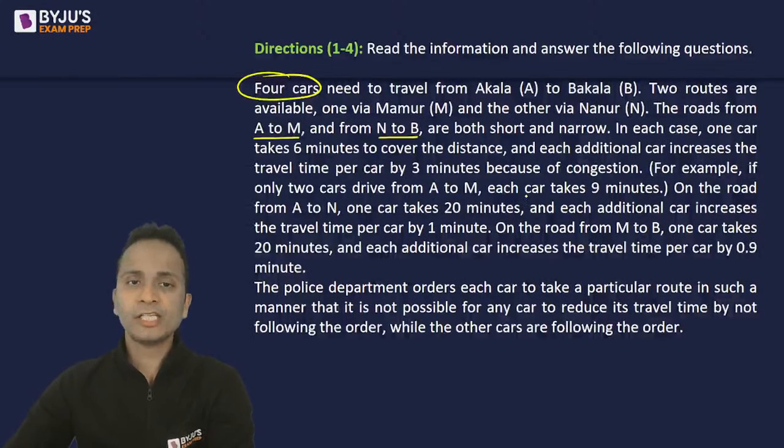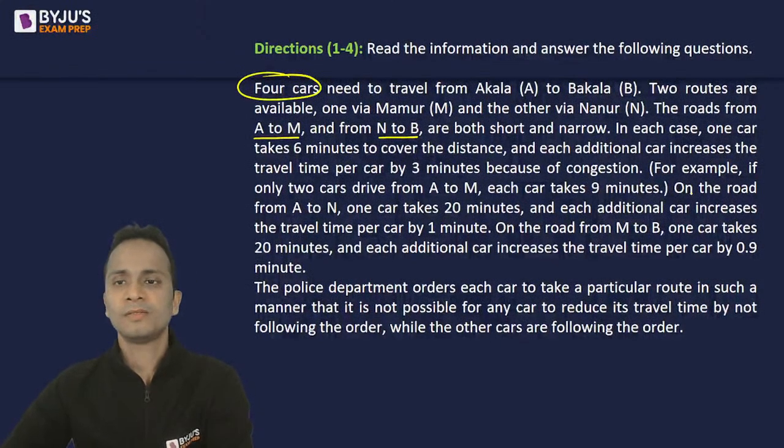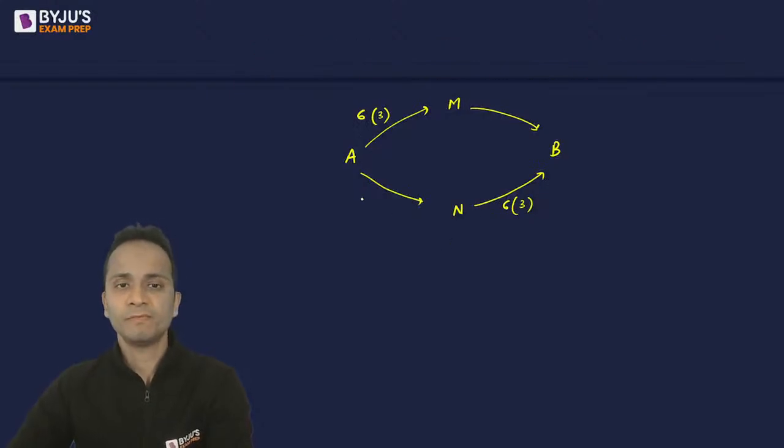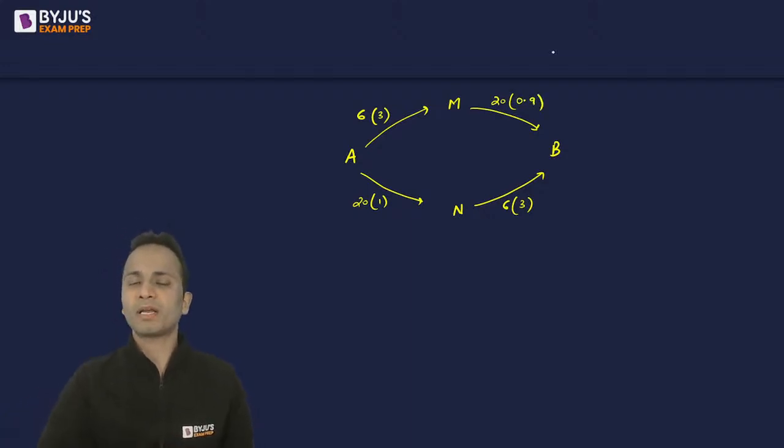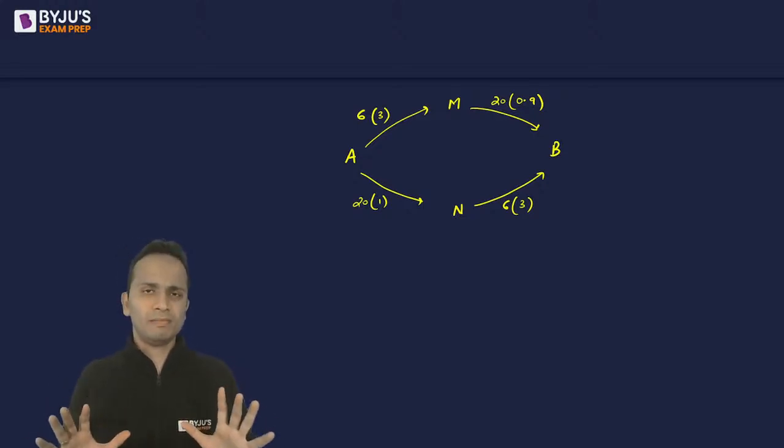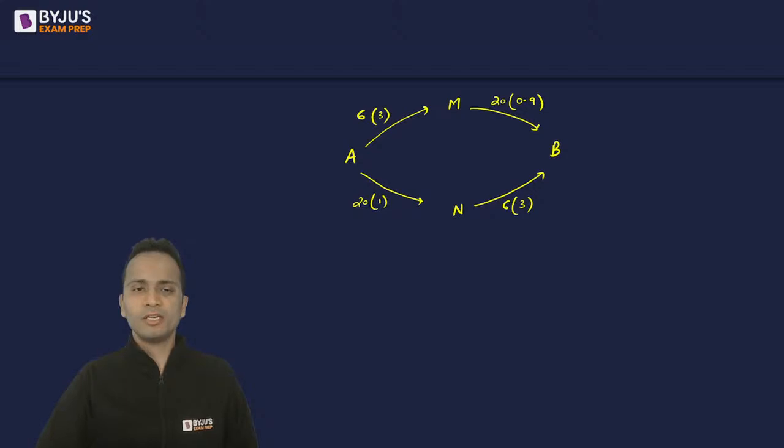Now for the next road, on the road from A to N, one car will take 20 minutes and each additional car will increase the travel time by 1 minute. So 20, and in brackets I have written 1. And for M to B, it is 20 and each additional car will increase the travel time per car by 0.9 minutes. Now in total, we have 4 cars. The question is, how many cars will travel through each of these routes and what will be the time taken by them? So let's start working on this.